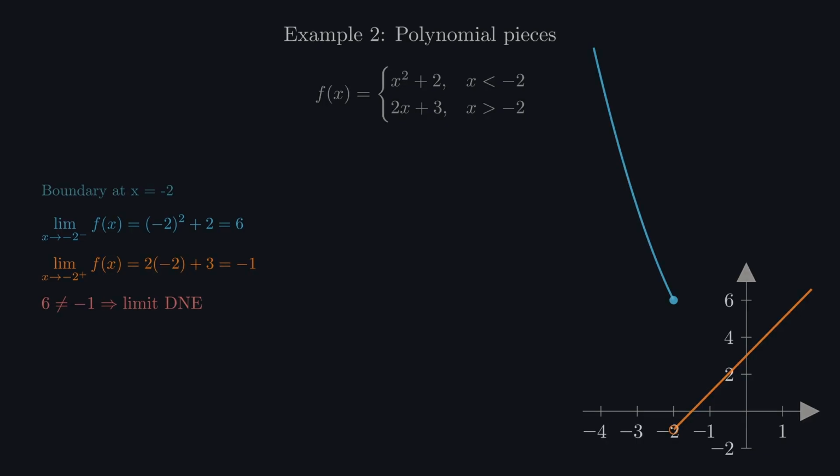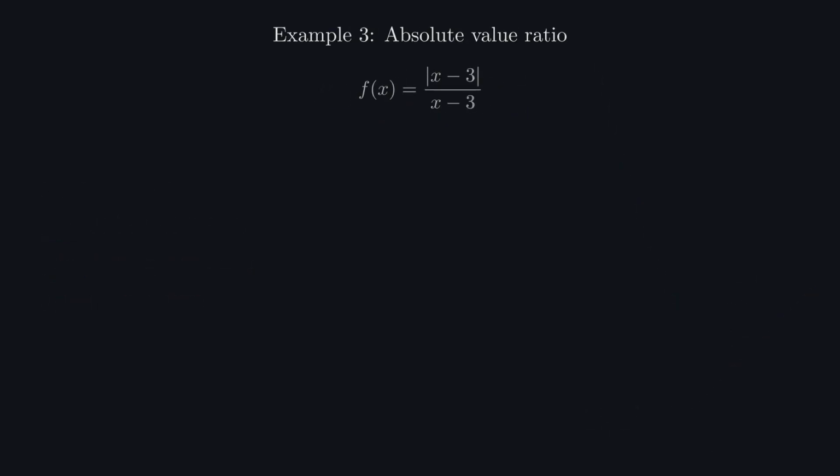Example 3 introduces absolute values. f of x equals the absolute value of x minus 3 divided by x minus 3. To analyze this, we split the absolute value by definition. When x is greater than 3, the expression x minus 3 is positive. The absolute value doesn't change anything, so the fraction simplifies to exactly 1.